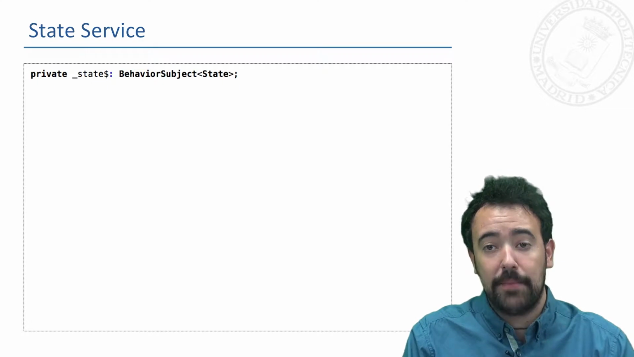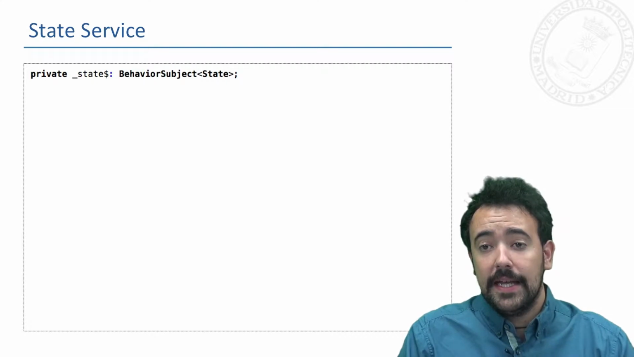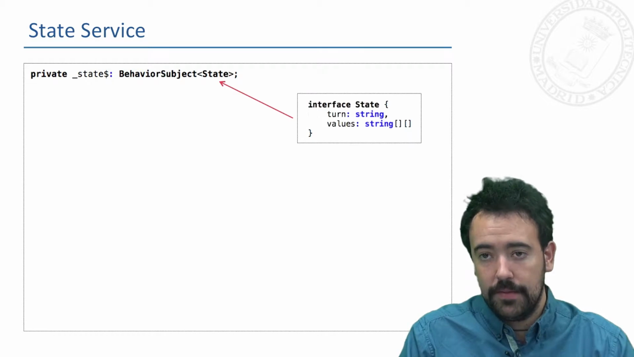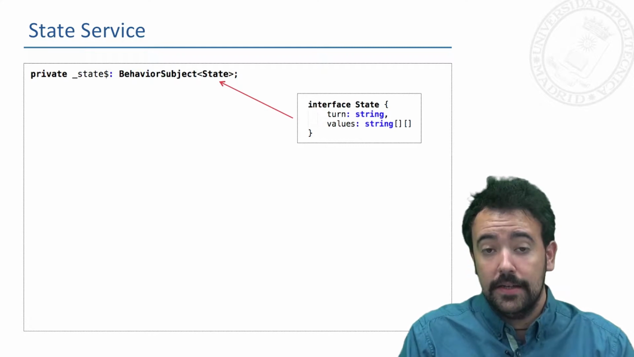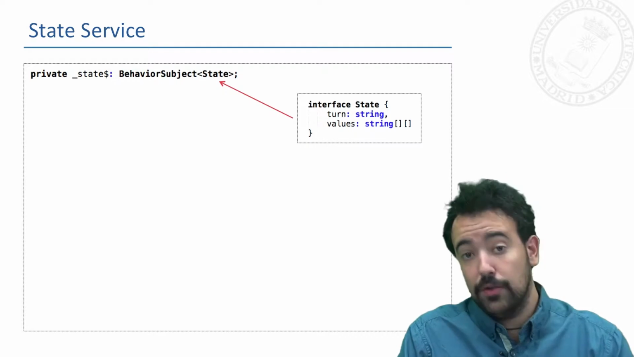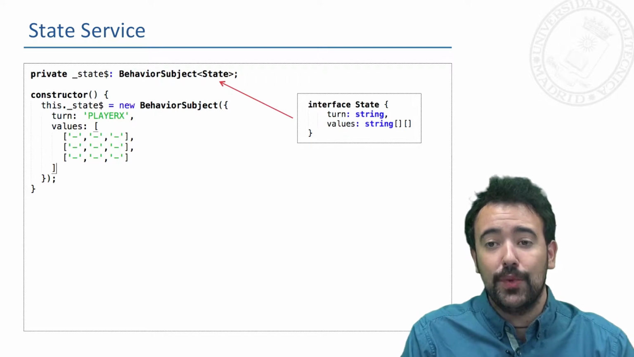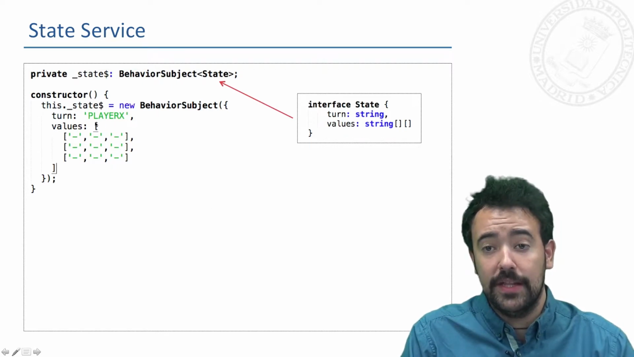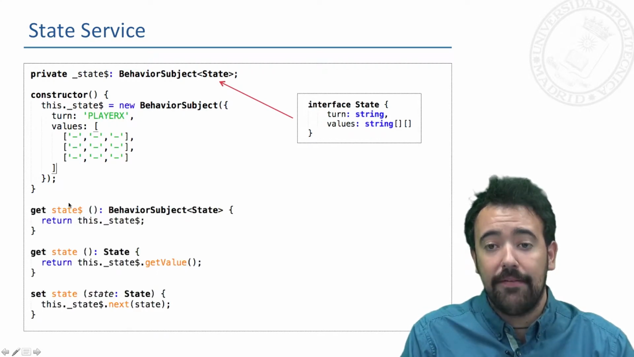We have a private property that will be accessed through the set and get methods. That is a behavior subject containing a state property. This state property, remember, is an interface that we will create and has two values, the turn and the values of the squares, okay? So in the constructor of this service, we need to initialize this behavior subject, including the default values for both properties. Then we will have the getters and the setters.